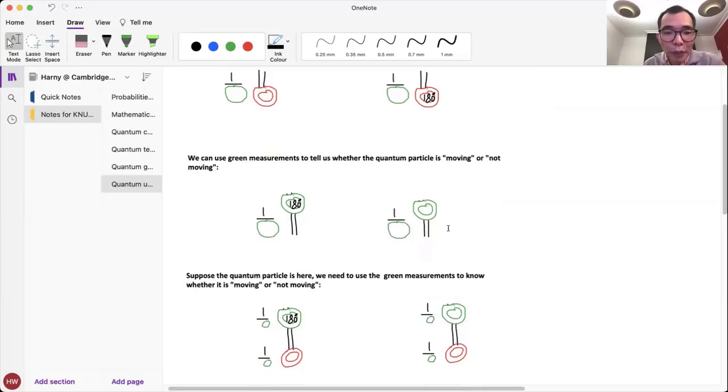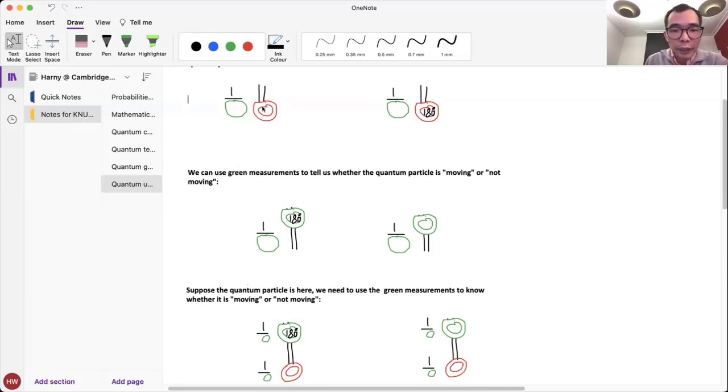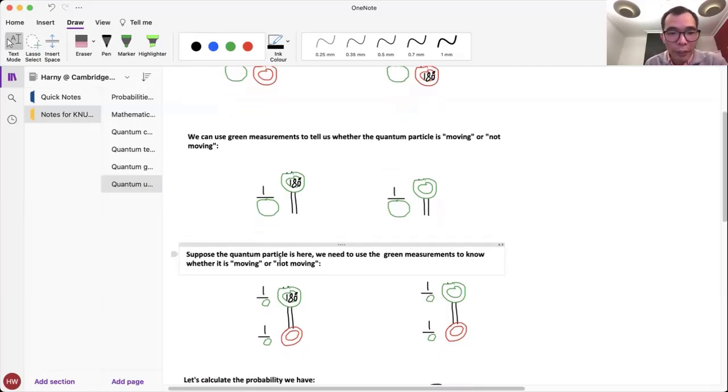Suppose we know now that the quantum particle is here, which means the state is this, right? The state of the particle is this. Then we want to know whether it is moving or not moving. So we have to do the measurement. Otherwise, we won't know anything, right? So to do the measurement, we use the green measurements, the green spiders.